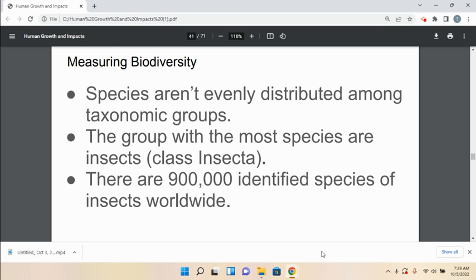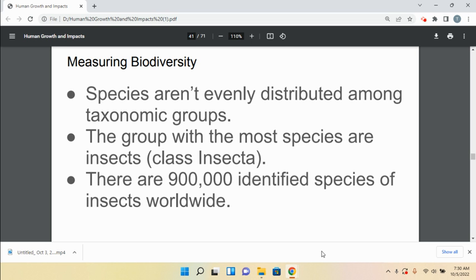Species aren't evenly distributed among taxonomic groups. In other words, if you were to look at all the families of organisms in the world, there's not an equal number of organisms in each one of those families. There are certain families of organisms that are more dominant than others.